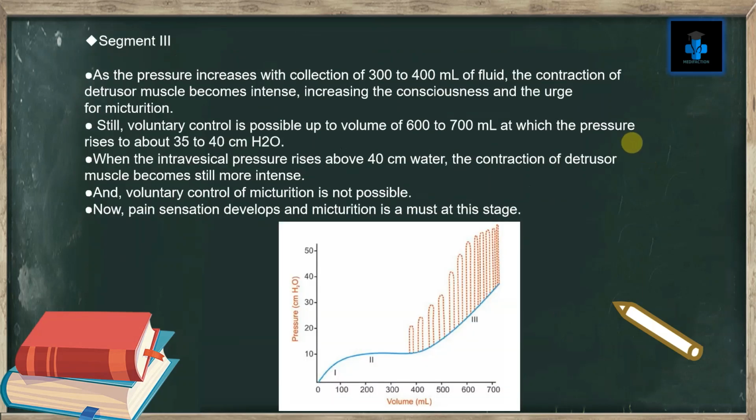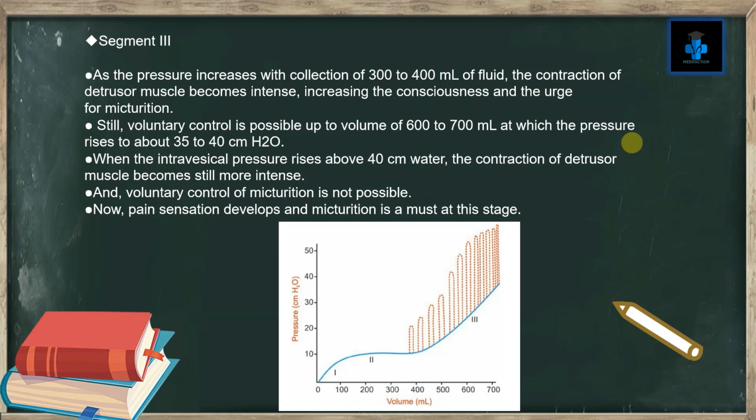Now let's talk about segment 3. As the pressure increases, with the collection of 300 to 400 ml of fluid, the contraction of the detrusor muscle becomes intense, increasing the consciousness and the urge of micturition. Still, voluntary control is possible up to a volume of 600 to 700 milliliter approximately, at which the pressure rises to about 35 to 40 centimeter water.